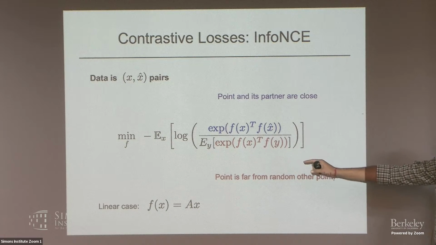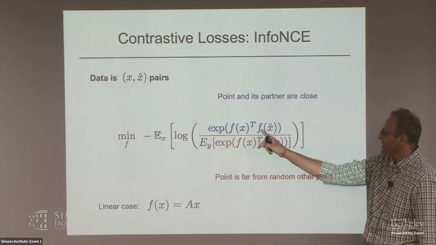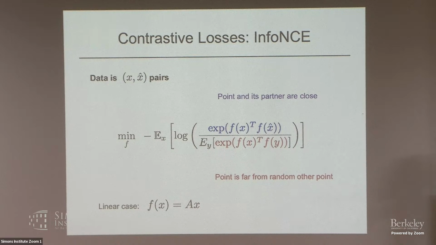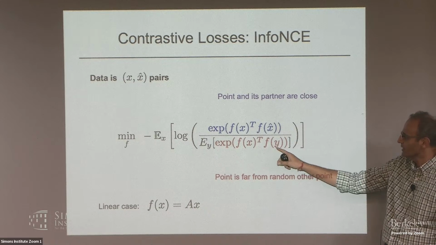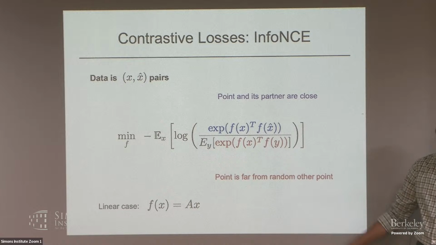function, which has e raised to the embedding of x and the embedding of x hat in the numerator. So you want to bring them closer, and then in the denominator you have an expectation over all other points y of f(x) and f(y), right? And that means you want to keep them far apart. This is InfoNCE, and for the linear case, f is just A times x, and we will be studying the linear case in this talk.